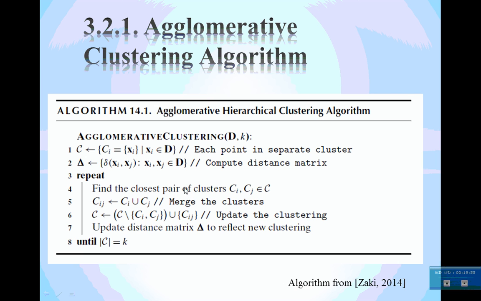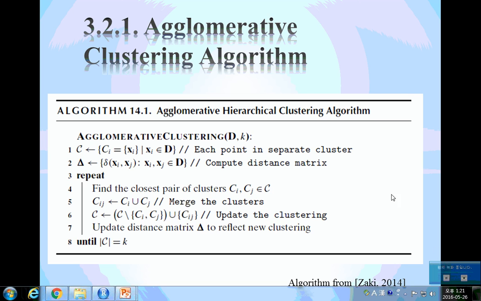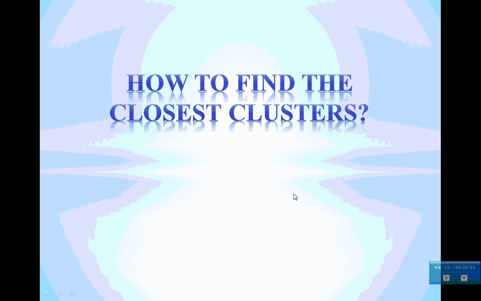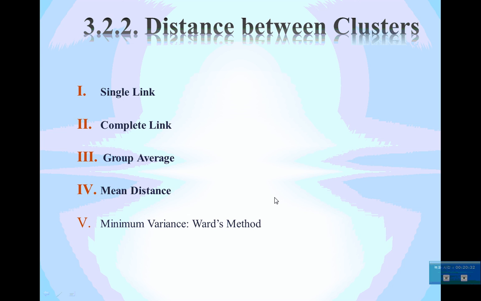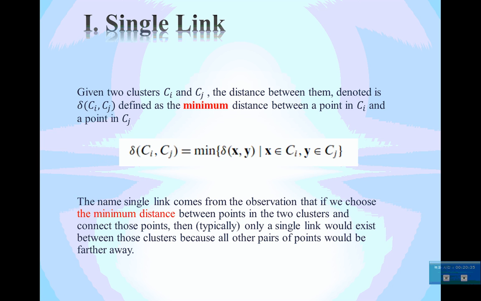So here we introduce the distance matrix. For 2 points, we can easily say the distance is just the real distance between them. But if one cluster has many data points and another cluster has many data points, how do we compute the distance between 2 clusters with many data points? There are several ways to consider, meaning how to define the distance between 2 clusters. Here are several ways, and the first is single link.